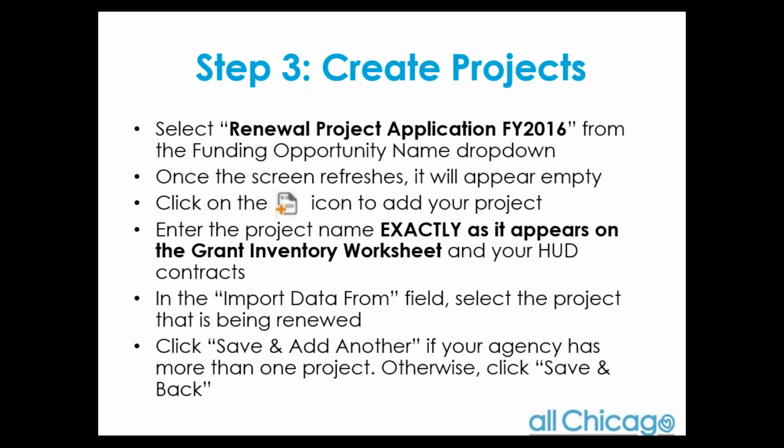Once you've entered your project name to create your project, you can import data from your previous applications that are being renewed. That will input some basic information from previous applications. Then you'll have to click Save and Add Another for every project that you're doing. If you have multiple projects that you're renewing, as many of you do, you'll have to repeat this step for each project.